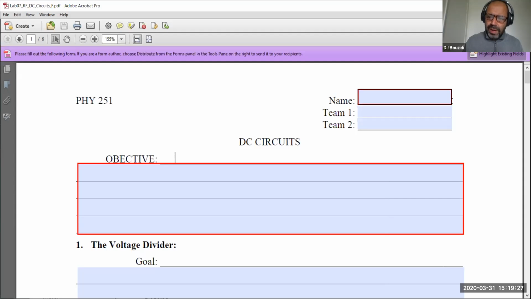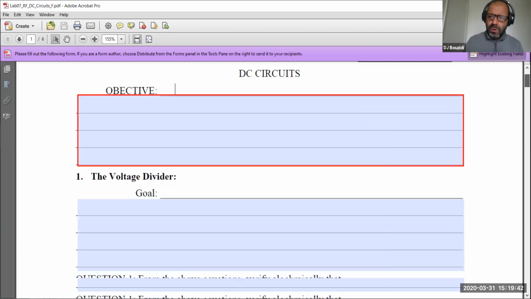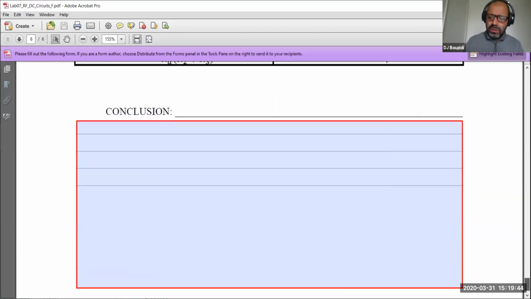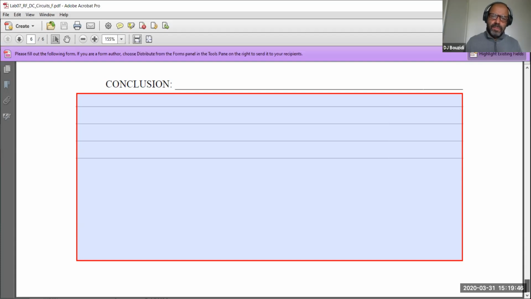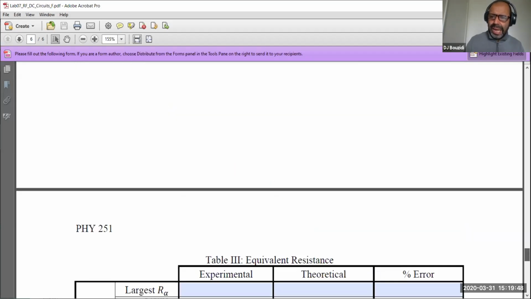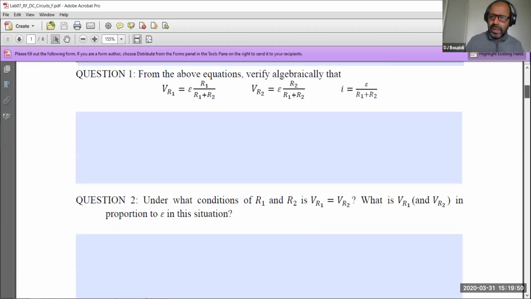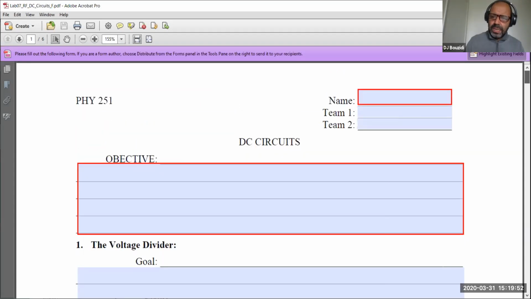There are two kinds of fields. There are the ones with the red box around them and the ones without the red box on them. The ones with the red box are required fields. If you work on everything and you forget to include your name or forget to put the objective or forget to put the conclusion, the file will not save. And that's another thing. So you have to start with the ones that are red marked.